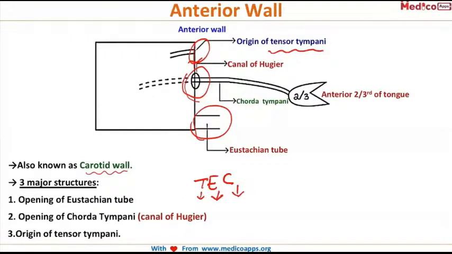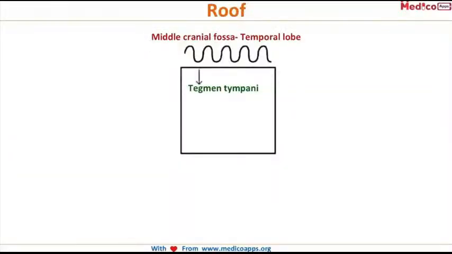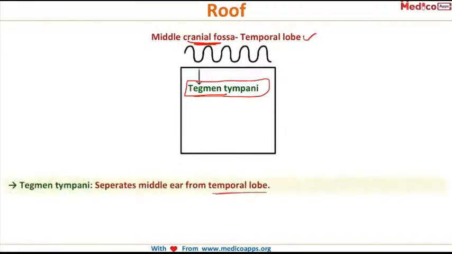Now, chorda tympani goes through the canal of Huguier. Please remember this name. Canal of Huguier helps in passage of the chorda tympani nerve. Now let's look at the roof of the middle ear. The important structure we are looking at here is the tegmen tympani, and it separates the roof from the middle cranial fossa, mainly from the temporal lobe. So tegmen tympani separates middle ear from the temporal lobe. Please remember this.